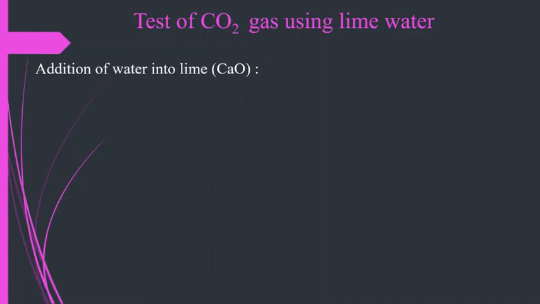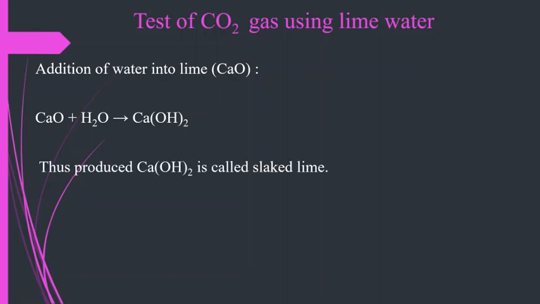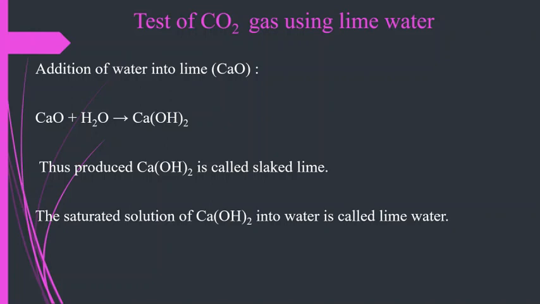Lime means calcium oxide. When this calcium oxide is given into water, it reacts with water and produces calcium hydroxide. This calcium hydroxide is called slaked lime. Calcium hydroxide in water is called lime water. Or we can say the saturated solution of slaked lime, the saturated solution of calcium hydroxide, is called lime water.